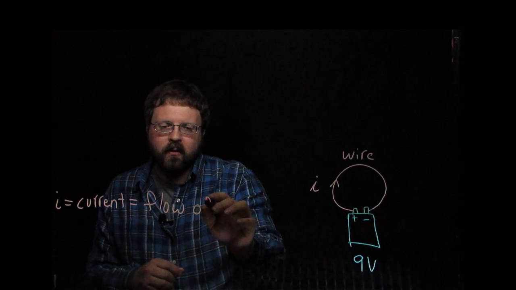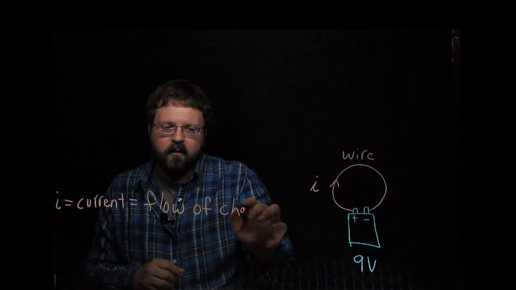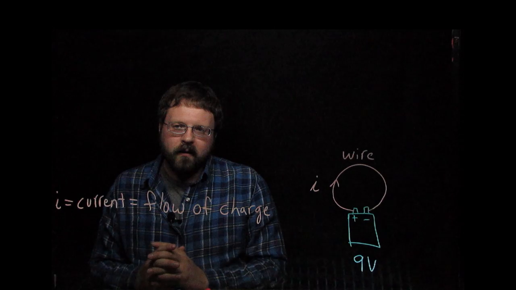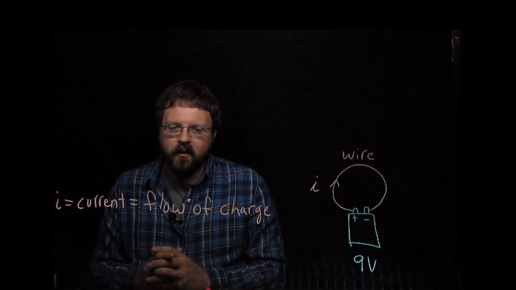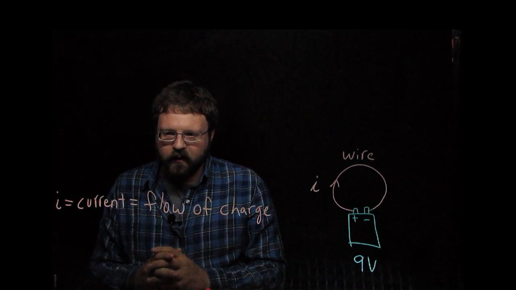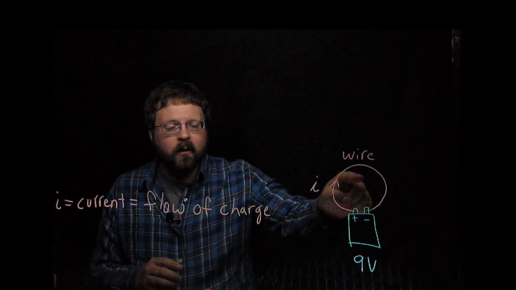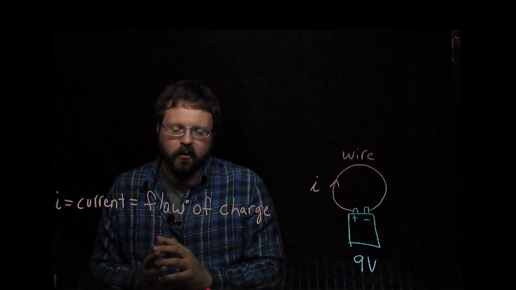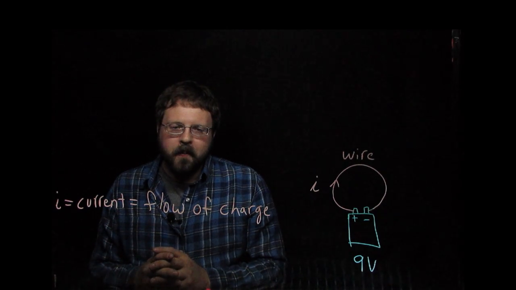and current is the flow of charge. And a lot of times we think about, like I said, the flow of positive charges, which is what we call the conventional current. So that's why the arrow points in this direction. That's the flow of positive charges, or the conventional current flow.